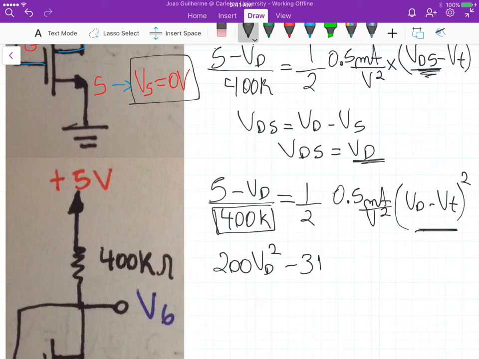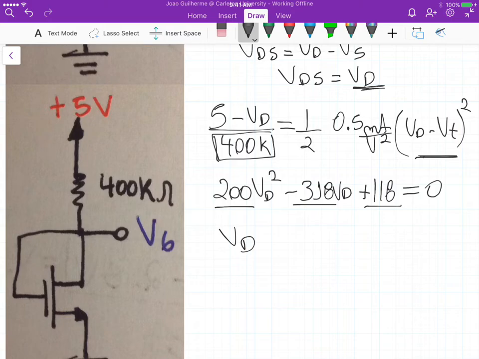So if we rearrange this entire thing, we get 200 VD squared minus 318 VD plus 180, and that equals 0. We could divide everything by 2 to simplify the equation, or divide everything by 118 to get a simplified version, right? But if you use those coefficients in the quadratic formula, you can calculate the value of VD. So we'll call this coefficient B, this one C, this one A, right?